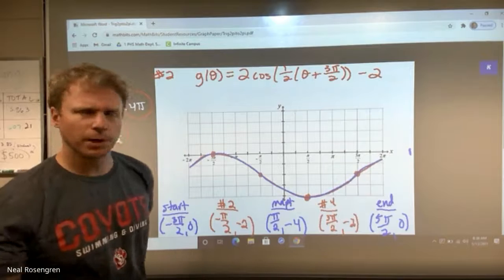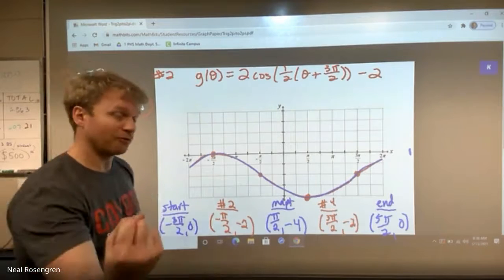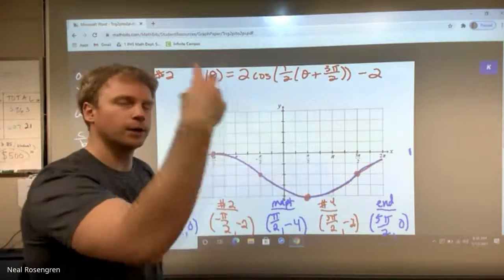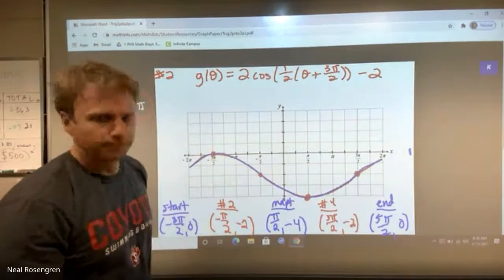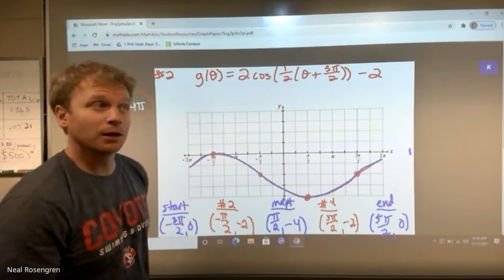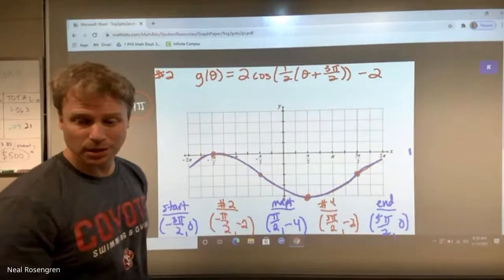We just plotted some nice points, and we were able to just kind of fill in 1 full cycle and then copy it to the right and copy it to the left, just kind of going with that nice up and down. So hopefully you did okay with that. Any questions on anything?